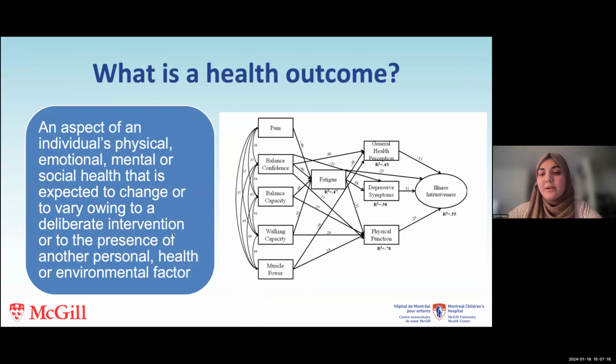I'm going to talk about health outcomes. Health outcomes refers to an aspect of a person's health that can be intentionally influenced by interventions or external factors affecting their physical, emotional, mental, or social well-being. For instance, on the right-hand side, you can see a picture.